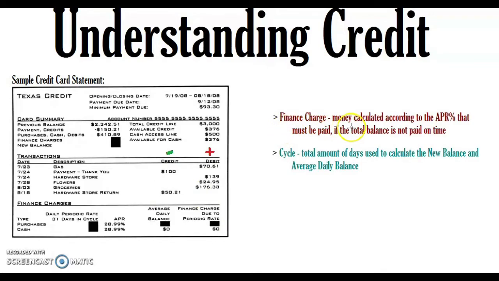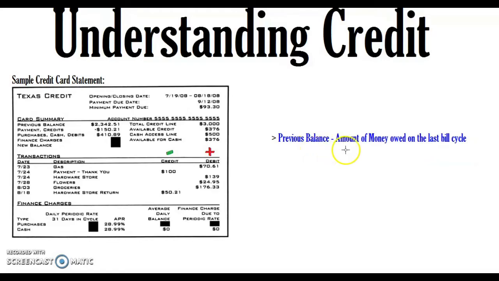Finance charge is money calculated according to the APR that must be paid if the total balance is not paid on time. And the cycle, the bill cycle, is the total amount of days used to calculate the new balance, the average daily balance, also the finance charge. It's located down towards the bottom. You can also see it at the range of dates from the opening date to the closing date. And the finance charge, you can kind of see the process of the finance charges right there.